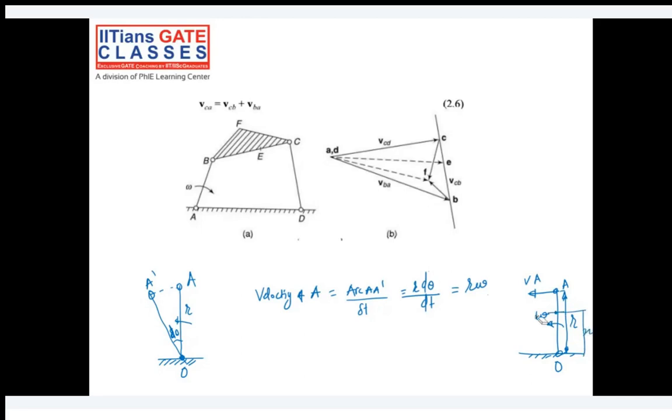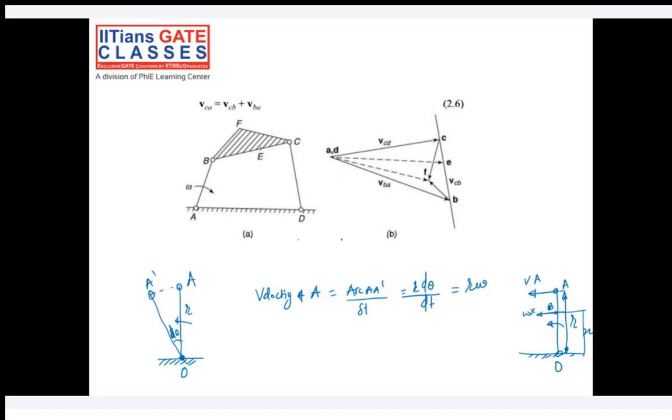So I have just explained how you can calculate the velocity of a link. Analytically it is r omega, and its direction is perpendicular to the link itself. That is what we have understood from this. Let's try to apply this to a four bar link mechanism.